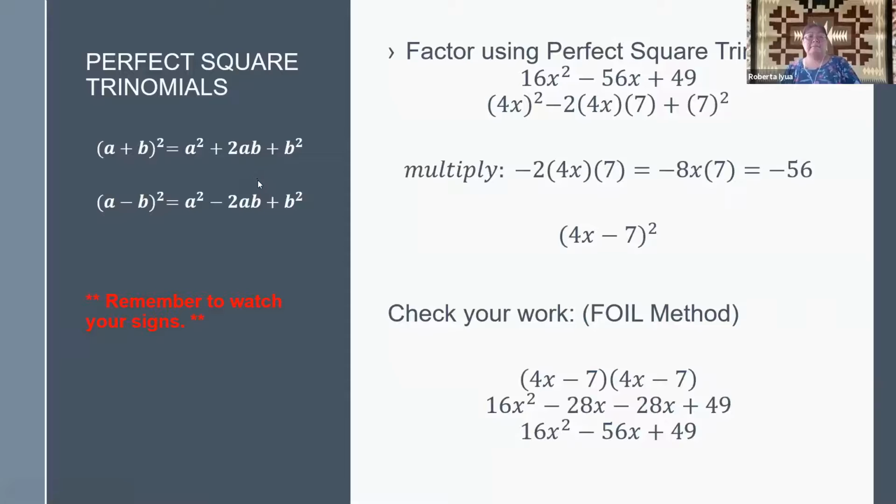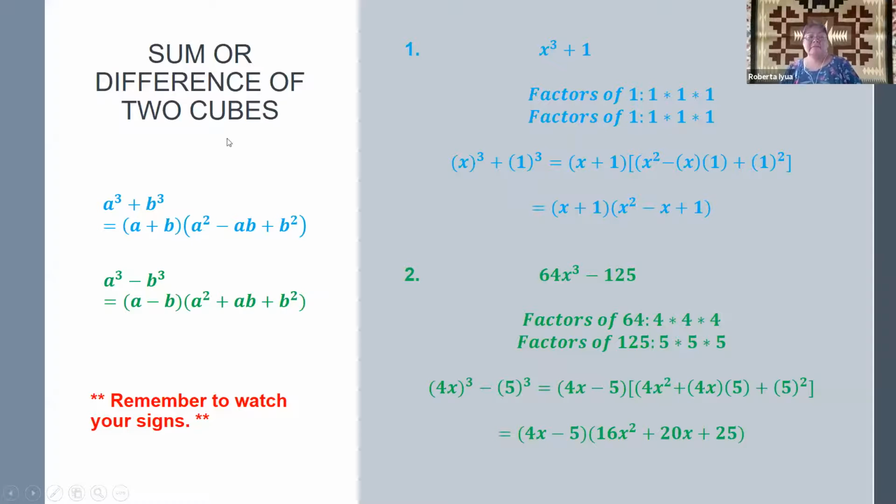This one is the sum or difference of two cubes. We covered this in the multiplying of polynomials: a cubed plus b cubed, and a cubed minus b cubed. I have 2 examples of that. The first example will be x cubed plus 1. I got the factors of the first term, x cubed, since our coefficient is 1, it'll be 1 times 1 times 1, and then the factors of the last term, 1 times 1 times 1.